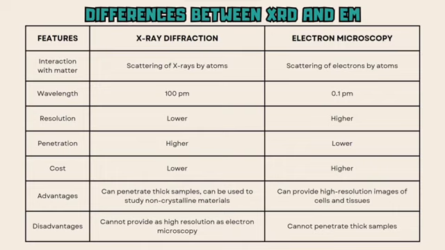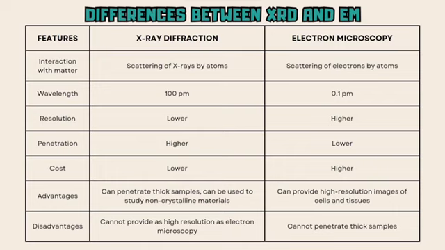Next, the wavelength for X-ray diffraction is higher than electron microscopy, specifically 100 picometer for X-ray diffraction and 0.1 picometer for electron microscopy. The resolution for X-ray diffraction is visibly lower than electron microscopy. On the other hand, the penetration for X-ray diffraction is higher than electron microscopy. In addition, the cost involved in X-ray diffraction is much lower compared to electron microscopy.